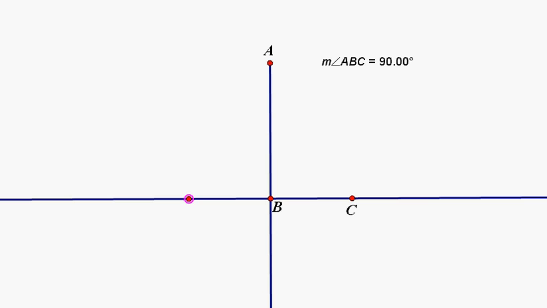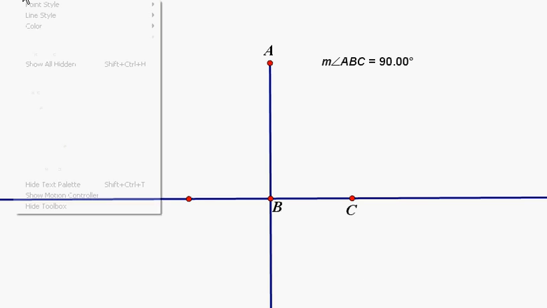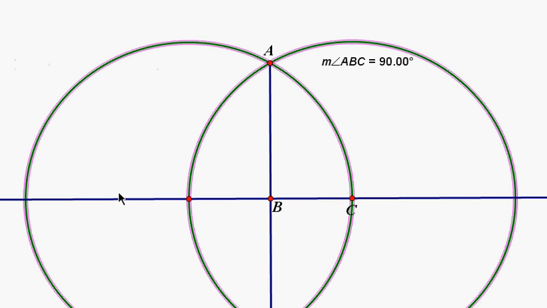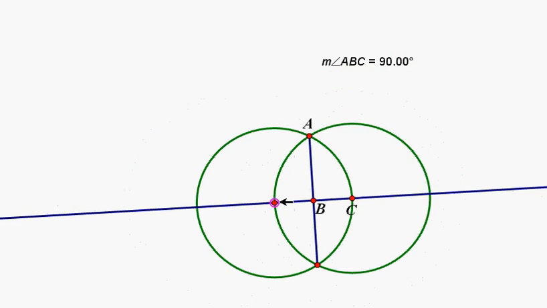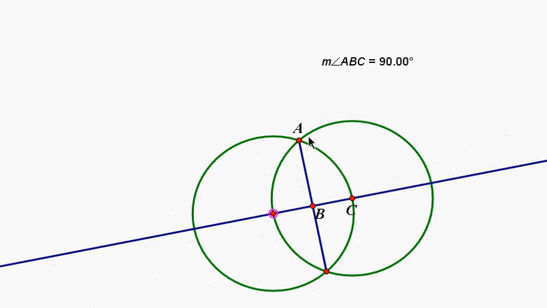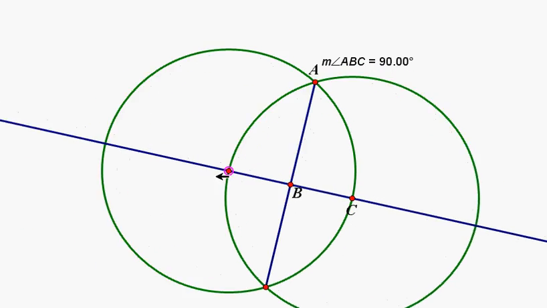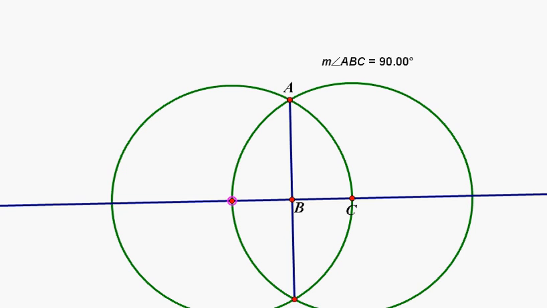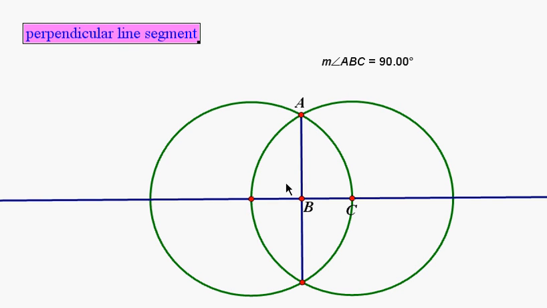This still works. And if I tell the computer program to show all the things that I hid, which are my circles, and I go to my points, I can see that my circles get smaller because they're just the distance between the two points. And those intersection points up here at point A and this point down here at the bottom are going to stay relative to one another. So that's how you make a perpendicular line, or a perpendicular line segment. So I'm going to leave that on there. My perpendicular line segment from here all the way down is my perpendicular line segment.